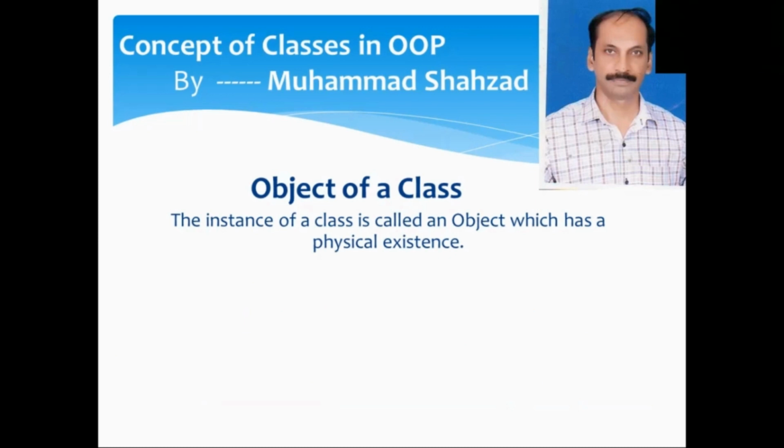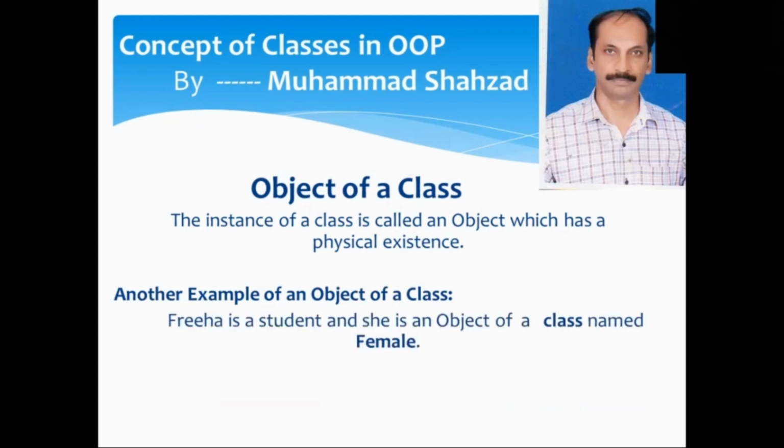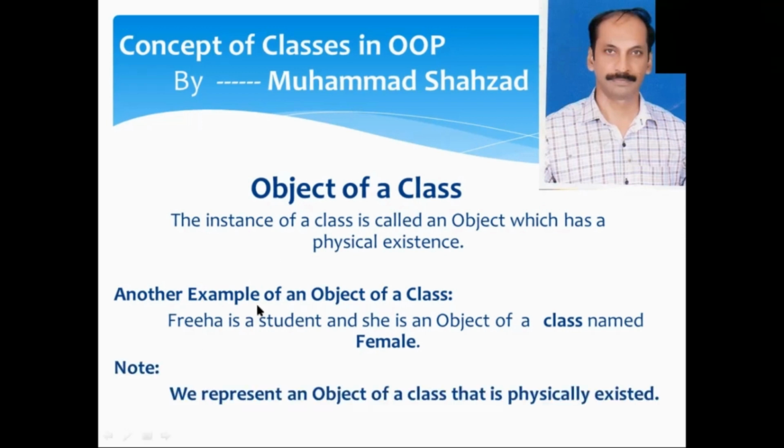Now, I'm telling you another example of an object of a class. Fariha is a student and she is an object of a class named female. It means Fariha belongs to the class female and Fariha is an object of the class named female. Did you get, Mr. Behzad? Yes, sir. We represent an object of a class that physically exists.